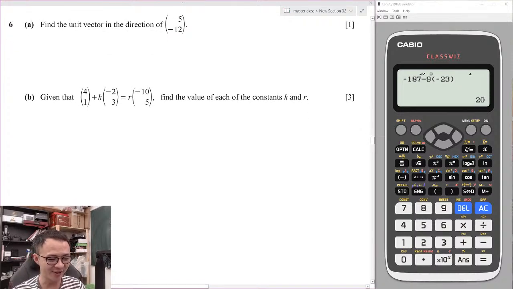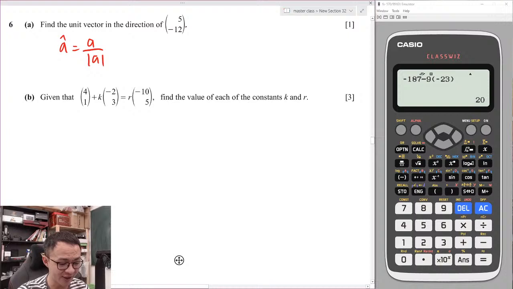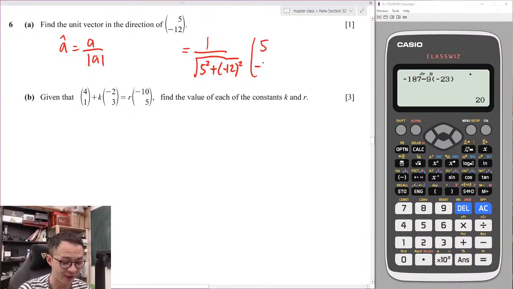Okay, question number 6. Find the unit vector. The formula of unit vector is vector A over length of A, the magnitude of A. In this case, because it's a column vector, this is how I will write it: 1 over square root of 5 squared plus negative 12 squared, and then the column vector 5, negative 12.